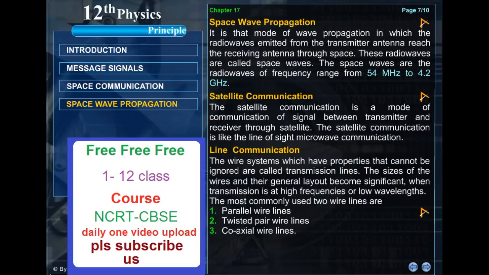Space wave propagation. It is that mode of wave propagation in which the radio waves emitted from the transmitter antenna reach the receiving antenna through space. These radio waves are called space waves. The space waves are the radio waves of frequency range from 54 MHz to 4.2 GHz.